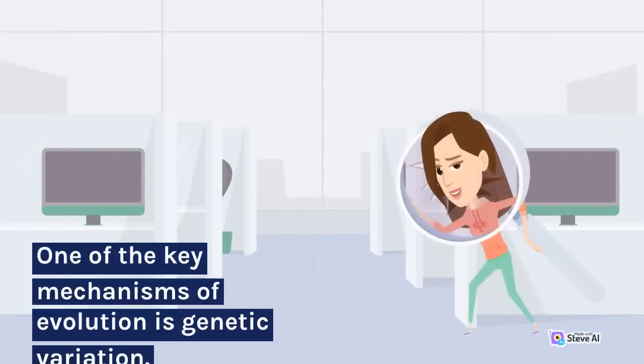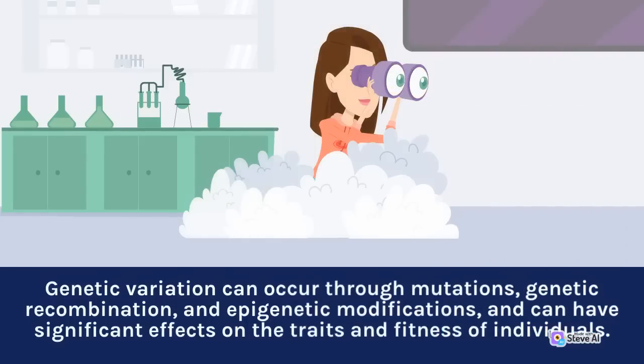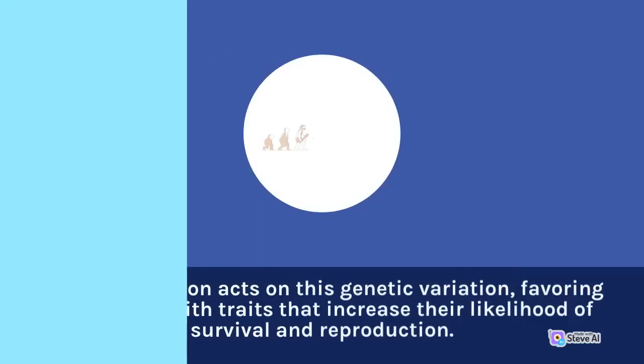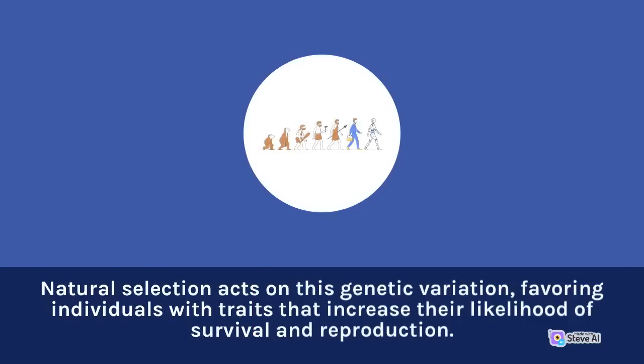One of the key mechanisms of evolution is genetic variation. Genetic variation can occur through mutations, genetic recombination, and epigenetic modifications, and can have significant effects on the traits and fitness of individuals. Natural selection acts on this genetic variation, favoring individuals with traits that increase their likelihood of survival and reproduction.